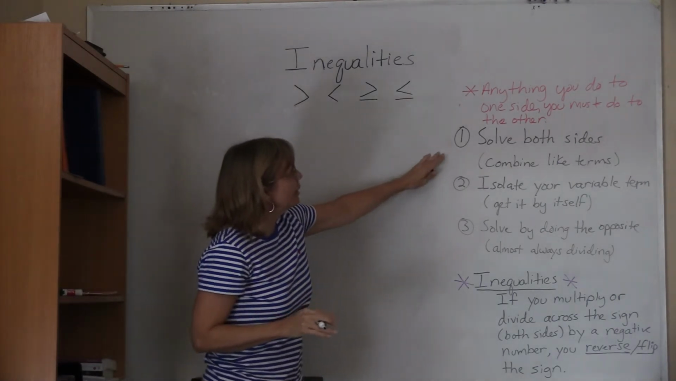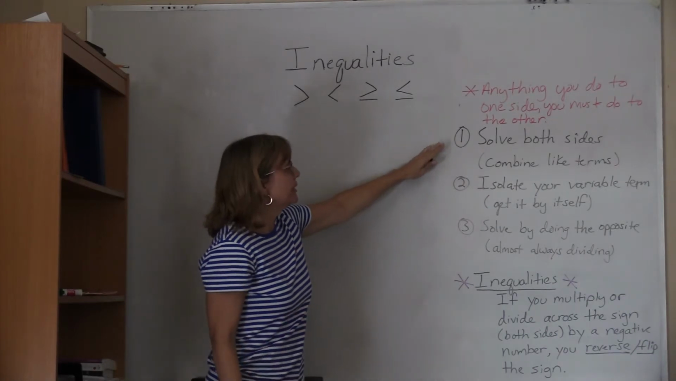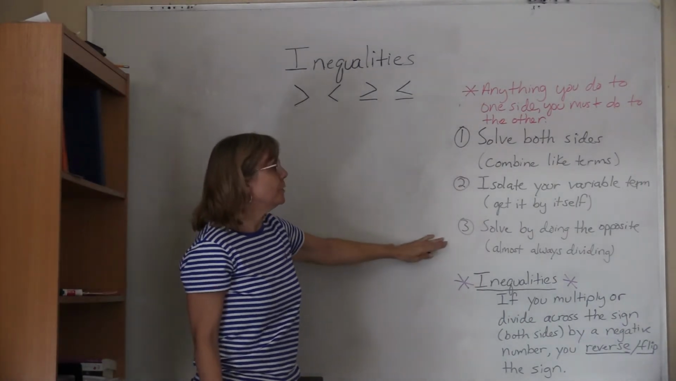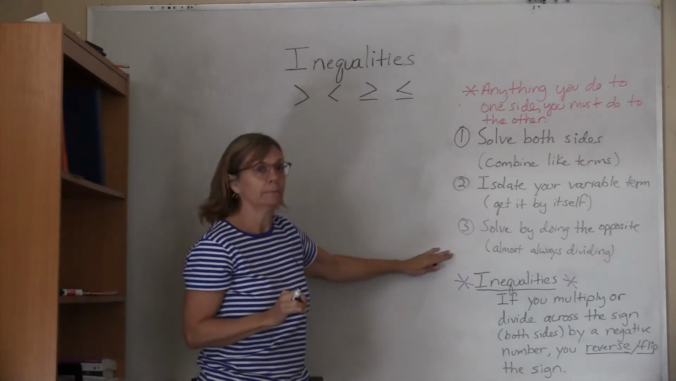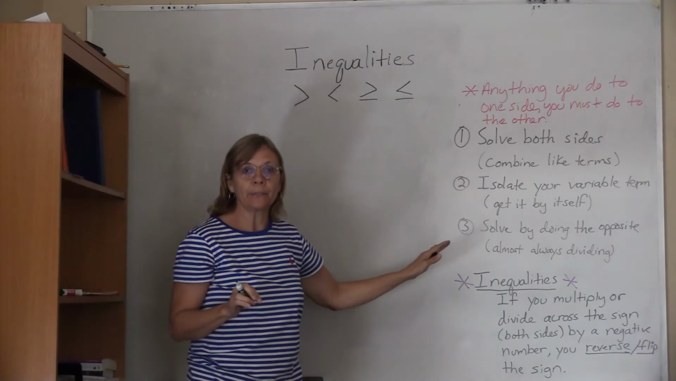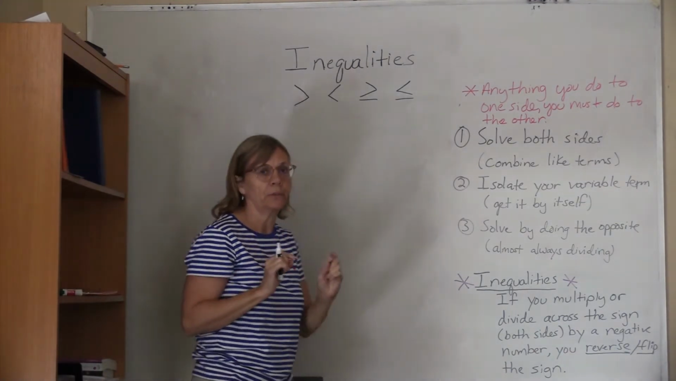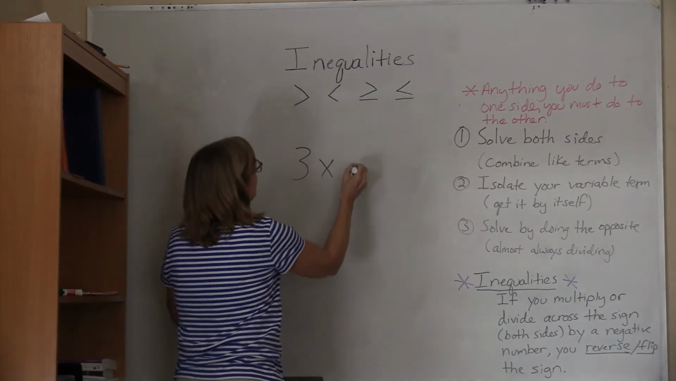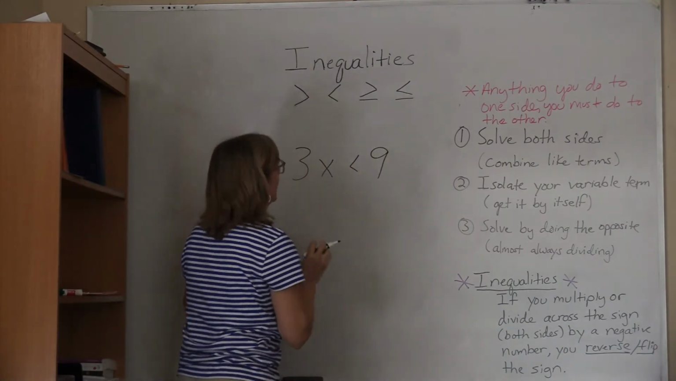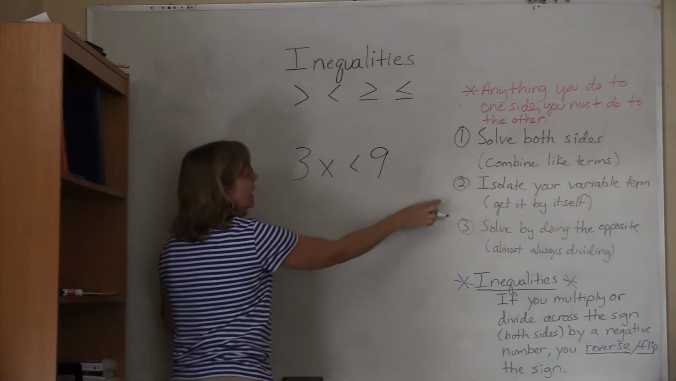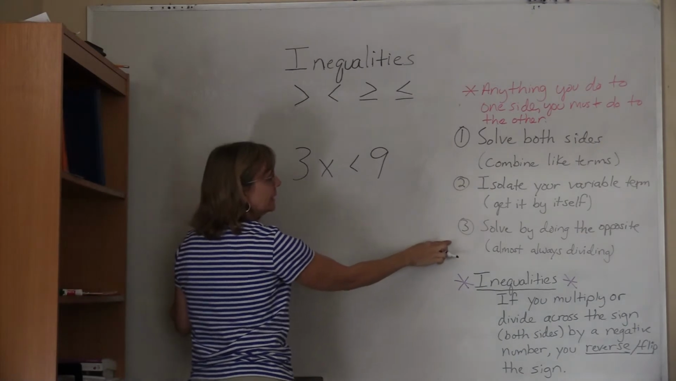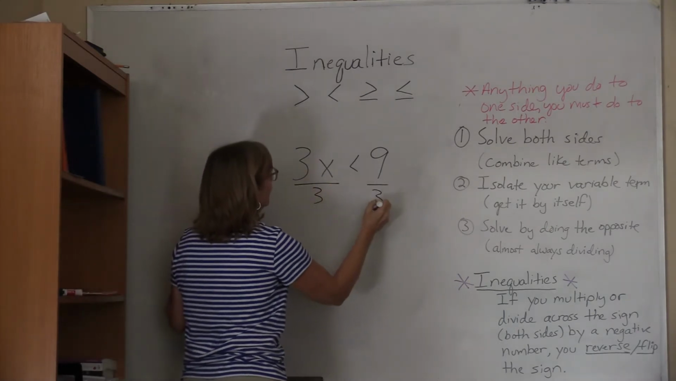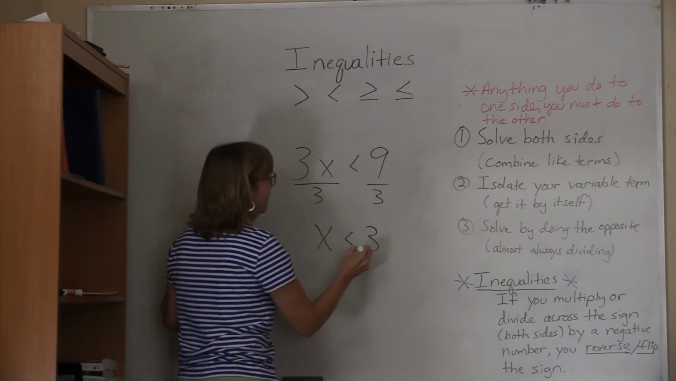Now, when we're solving algebra problems, we know these steps: you simplify both sides by combining like terms, you isolate your variable term, meaning you get it by itself, and you solve by doing the opposite. That third step is almost always dividing, unless we're involved in exponents. But those 3 steps are going to stay put with us on inequalities. There's just going to be one additional thing, and we'll get to that. So if I had 3x is less than 9, okay? Simplify both sides. Nothing I can do. Isolate my variable. It's actually already done. So I'd be at step 3. I want to solve by doing the opposite. Well, this is 3 times x, so the opposite would be to divide. x would be less than 3.